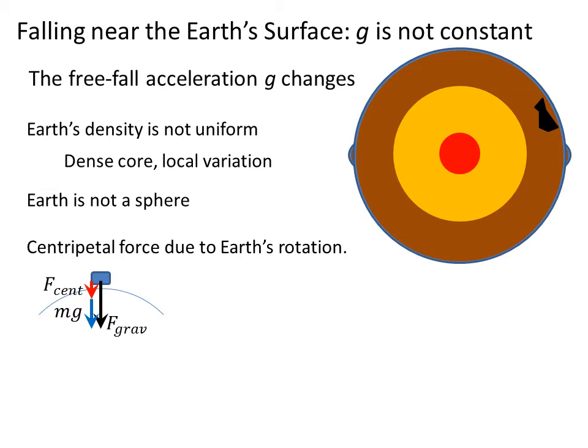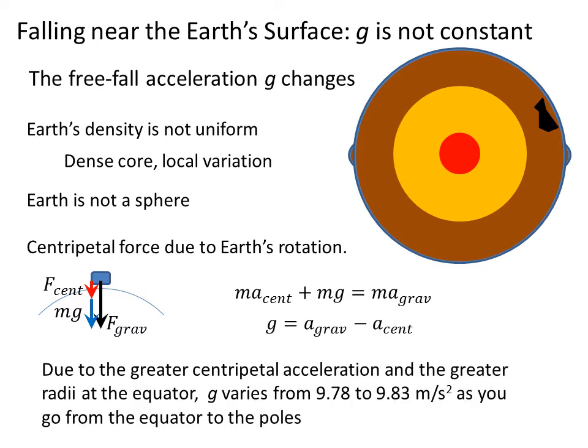And these two added together must be equal to the force of gravity, because the force of gravity is providing both the centripetal force and mg. So m times the acceleration due to the centripetal plus mg is equal to m times the acceleration due to gravity. Canceling the m's, we get g is equal to a gravity minus a centripetal.